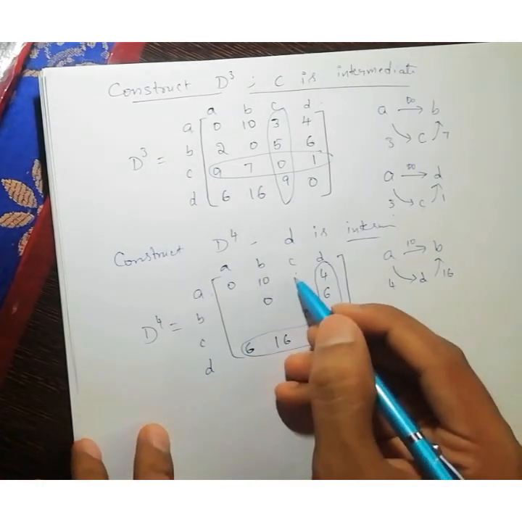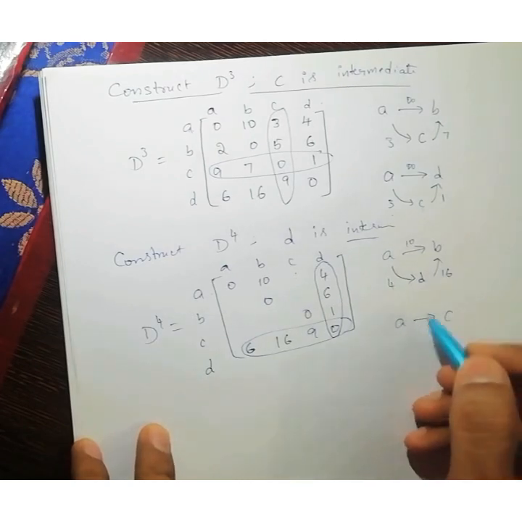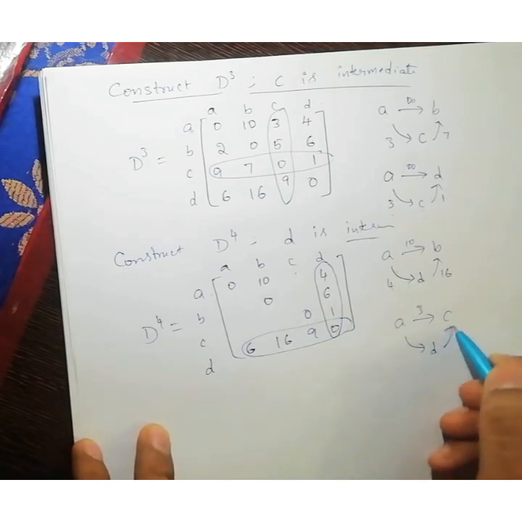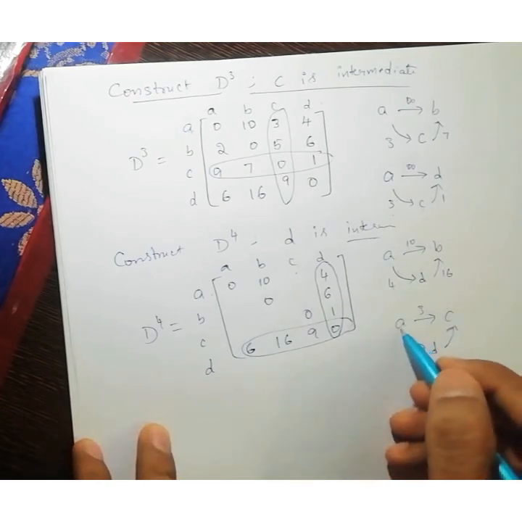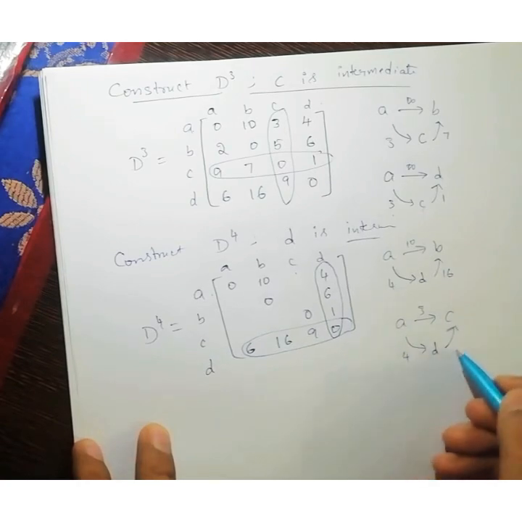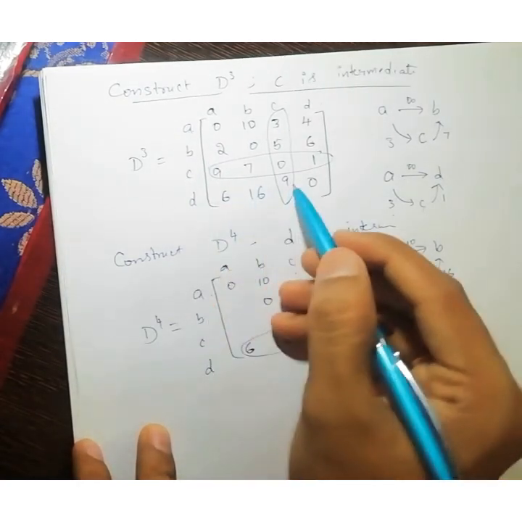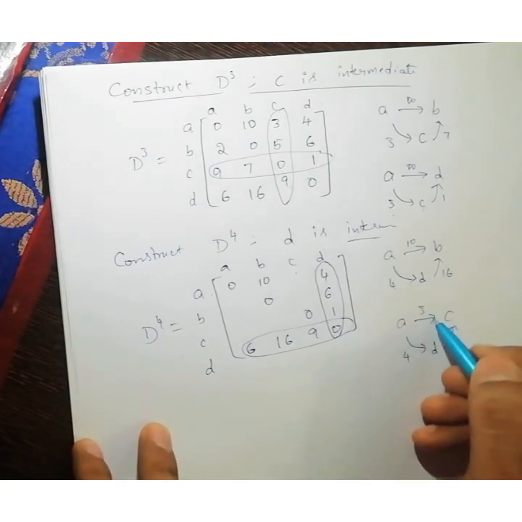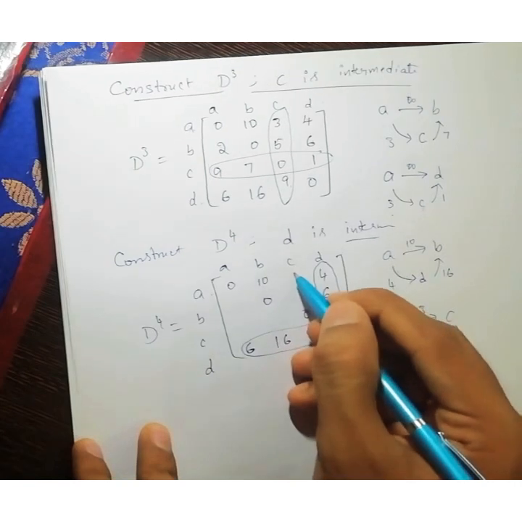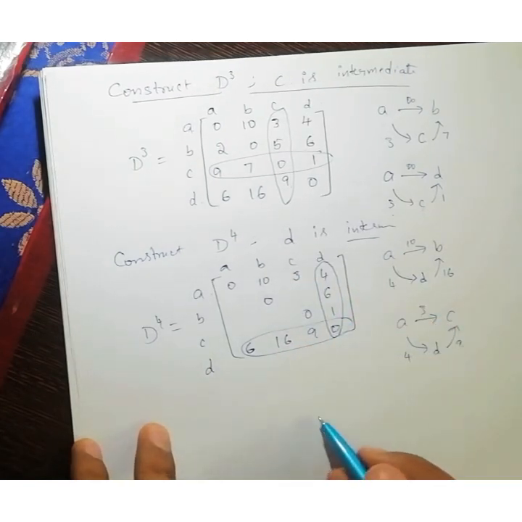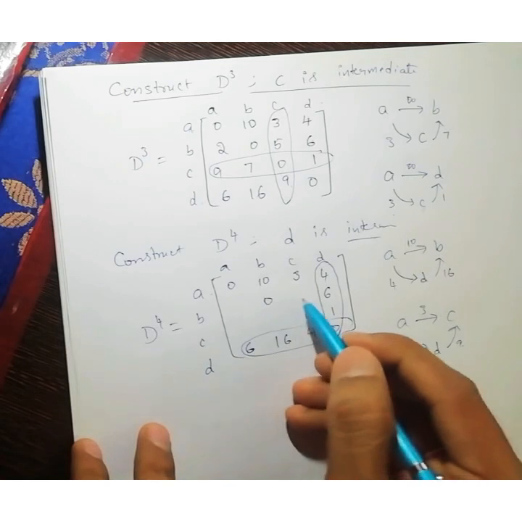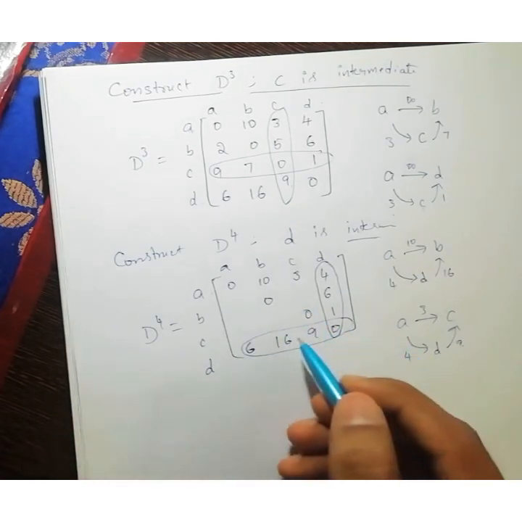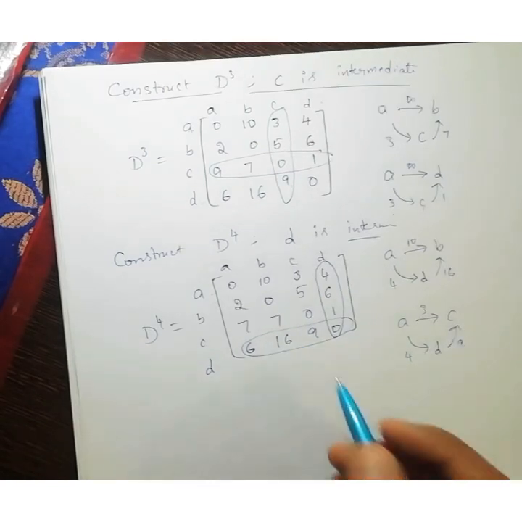Next, from A to C, what is the value of A to C? 3. If I take D as an intermediate node, are we getting a minimum value or not? A to D value is 4 and D to C value is 9. So 9 plus 4 is 13. So the direct edge path is itself the minimum, so don't update with the indirect edge, just write 3. And similarly we have to do B to A, B to C, C to A, C to B. After forming, the matrix looks like this.